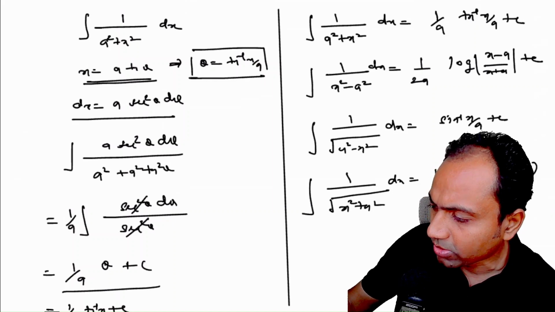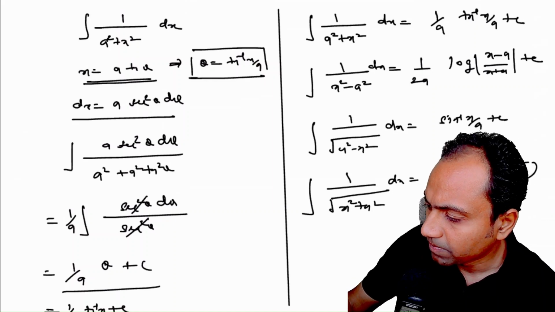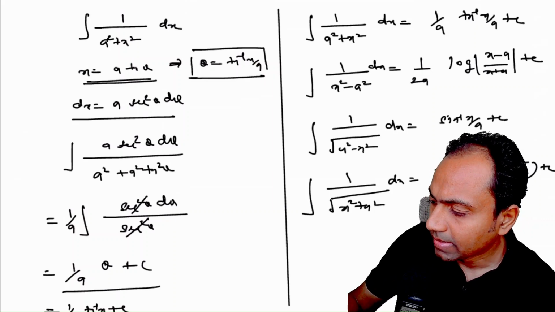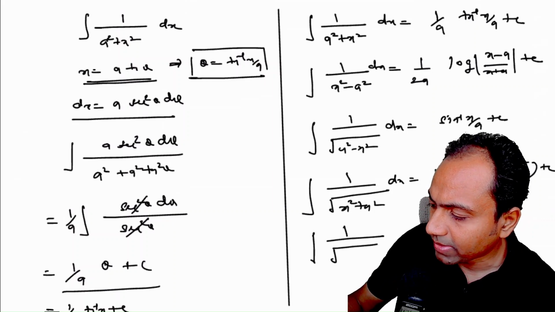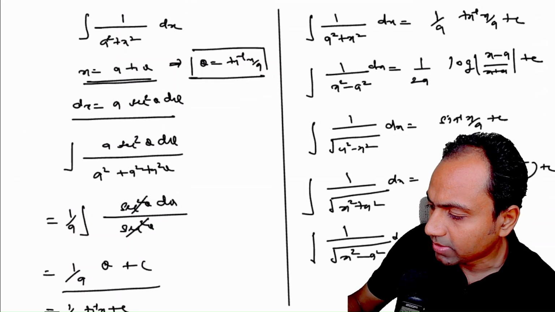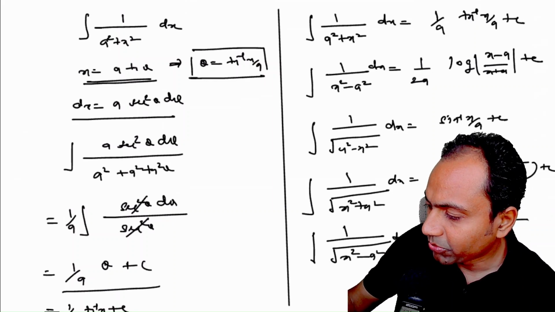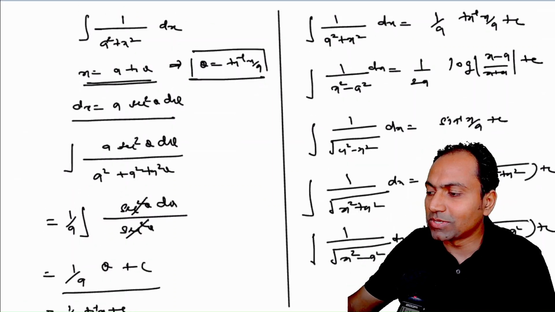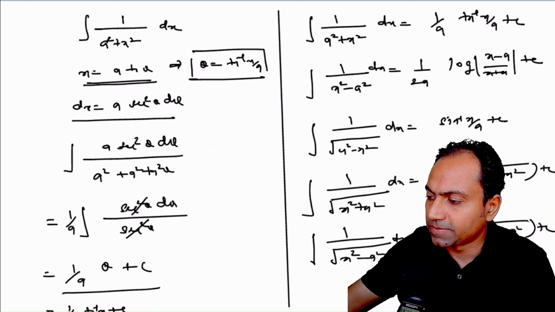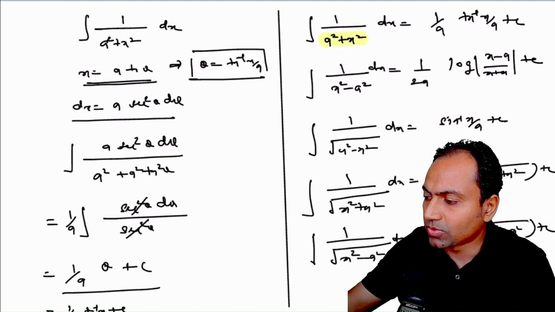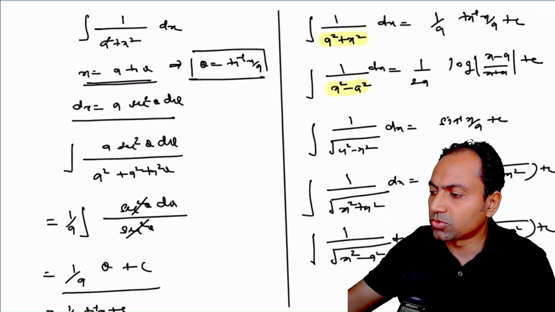We can also write log here instead of ln, plus c. And if you have 1 by root of x square minus a square dx, it becomes log of x plus root of x square minus a square plus c. If I look into this result, the first thing that you should notice is if you have a square plus x square here, so if you have quadratic in the first two expressions, what we are getting is 1 by a and 1 by 2a here.